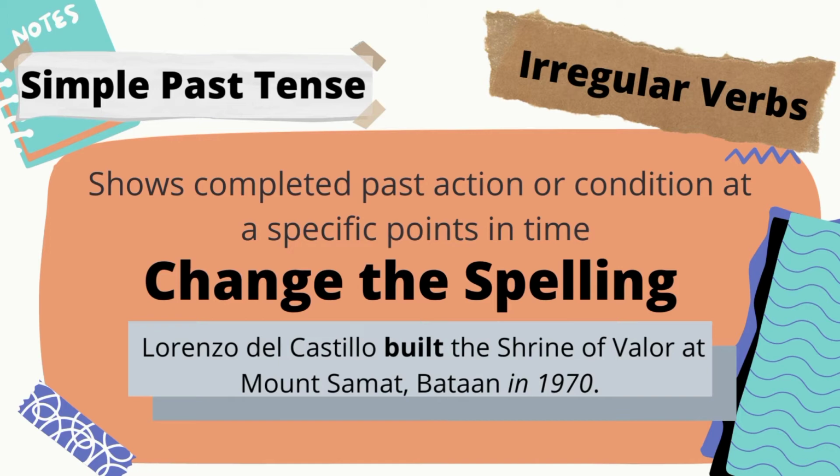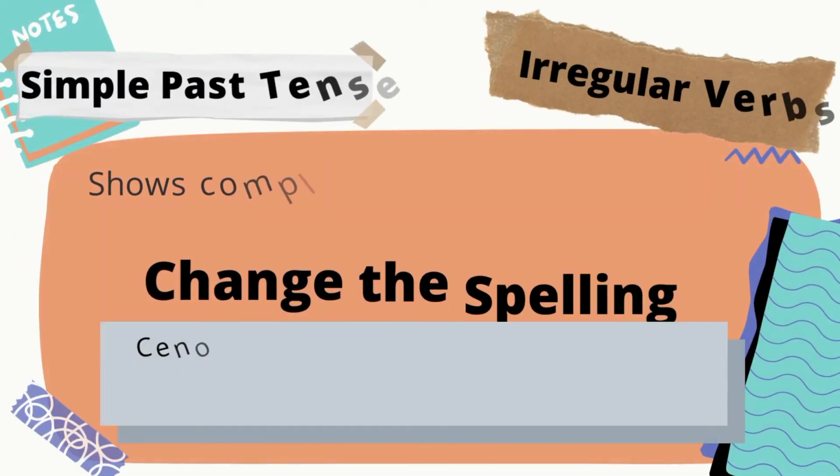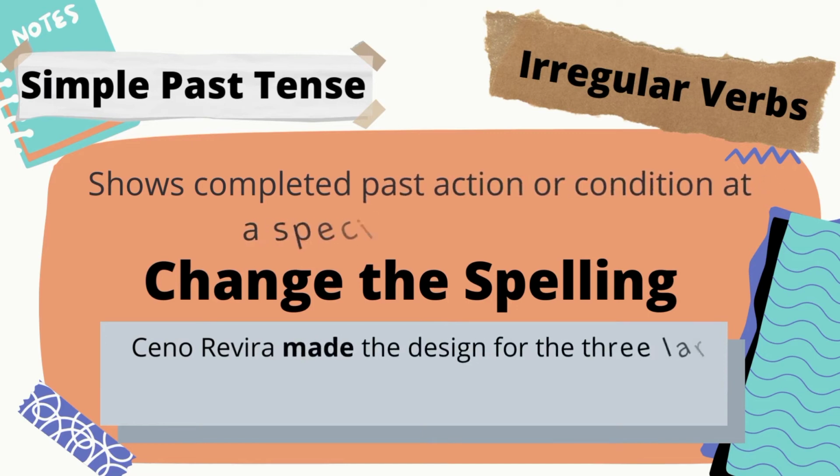Look at this example. Lorenzo del Castillo built the Shrine of Valor at Mount Samat, Bataan in 1970. The verb in the sentence is built, which is the past form of build. Notice that in this case, ed was not added to build to form the past tense of the verb. Rather, the spelling was changed. This is because the verb build is an irregular verb. This action is completed in the past because of the time marker, in 1970. Let's have another example.